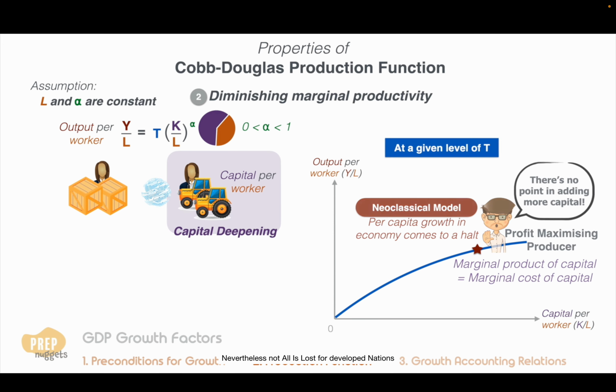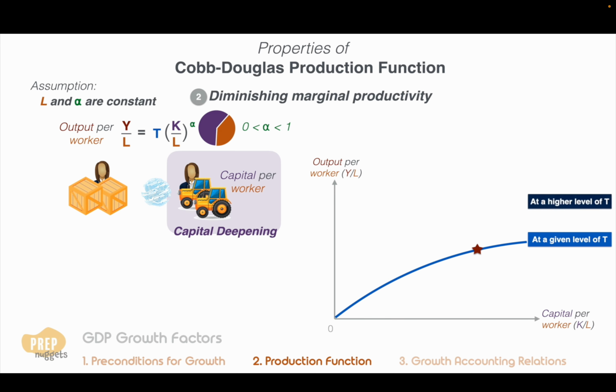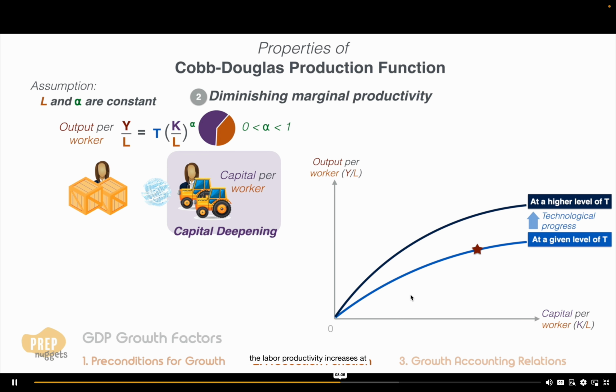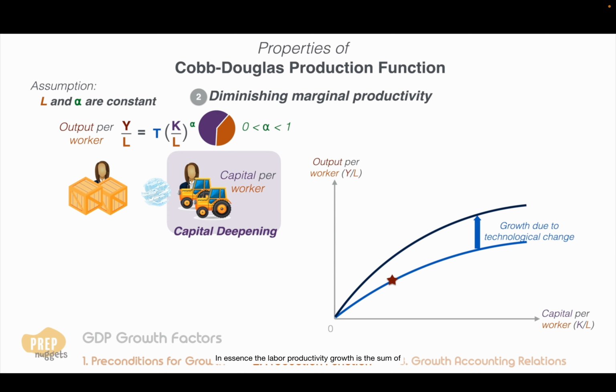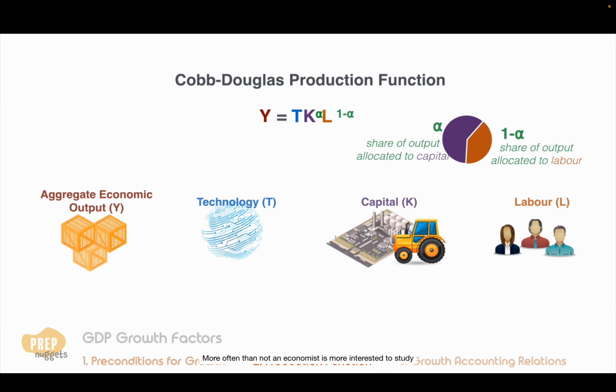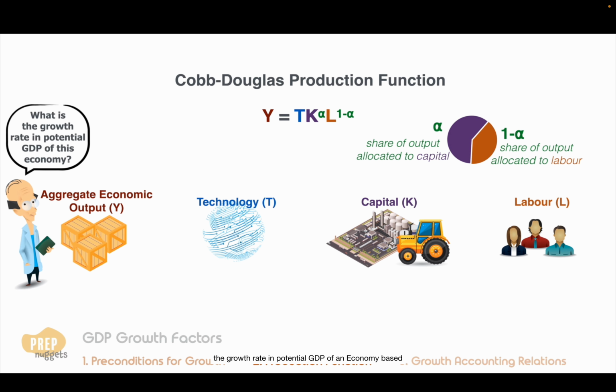Nevertheless, not all is lost for developed nations that have reached this point. Technological progress shifts the productivity curve upward and will lead to increased productivity at all levels of capital per worker. So if the investment in capital has resulted in technological progress, the labour productivity increases at a much higher rate, so the developed market can enjoy higher rates of GDP growth. In essence, the labour productivity growth is the sum of the growth due to capital deepening and the growth due to technological change. More often than not, an economist is more interested to study the growth rate in potential GDP of an economy based on these factors.